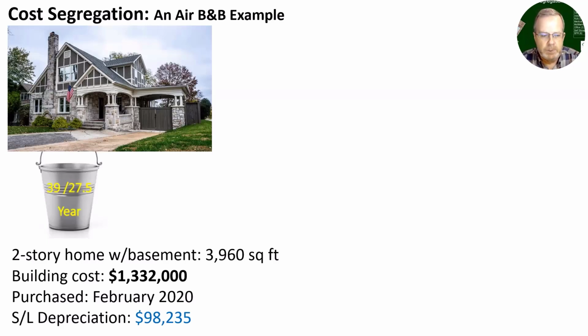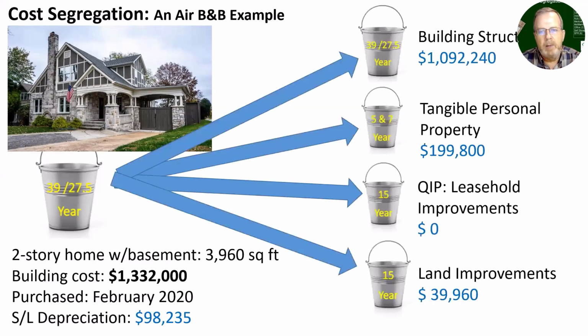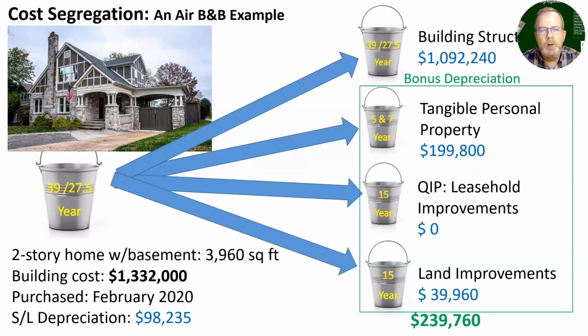So again, straight line depreciation, they were considering about $98,000 for the year 2020. We did the study, applied bonus depreciation, and now they had a $239,000 deduction. So you can see it doesn't take a huge building to get a really nice return on a study.